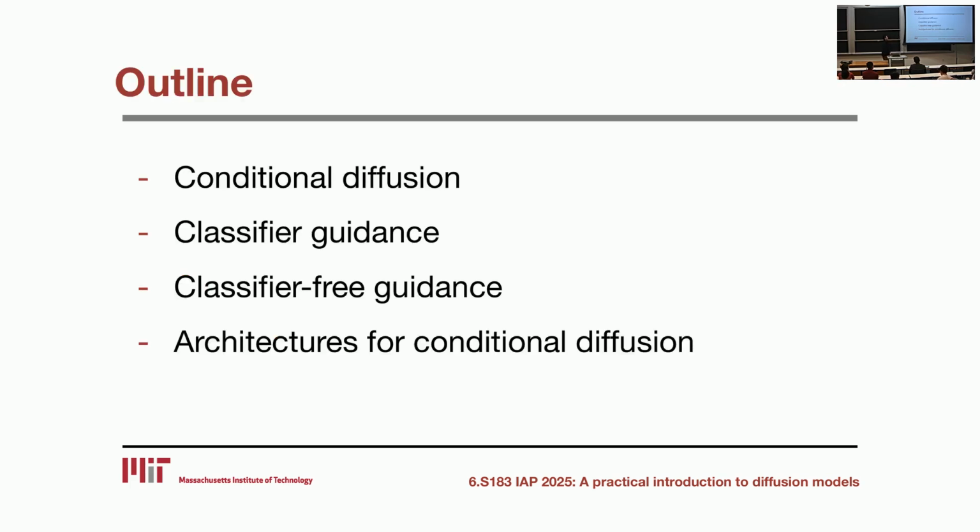So here is the outline for today's lecture. First, we will talk about conditional diffusion. And then we will talk about some empirical hacks to achieve conditioning a diffusion model. For example, nowadays, modern diffusion models are always language conditioned or some other thing conditioned. And we are going to talk about two empirical hacks called classifier guidance and classifier-free guidance. They are actually very critical to modern diffusion models. And all modern diffusion models you see nowadays use these two techniques. Finally, we are going to cover some modern architectures for conditional diffusion.